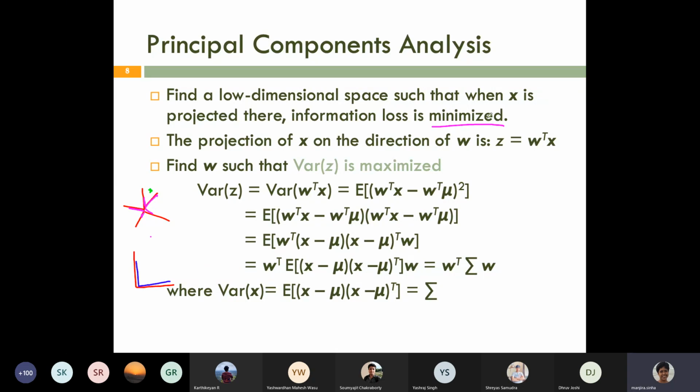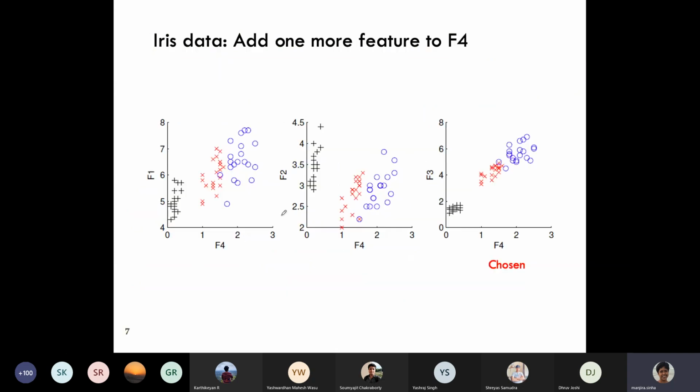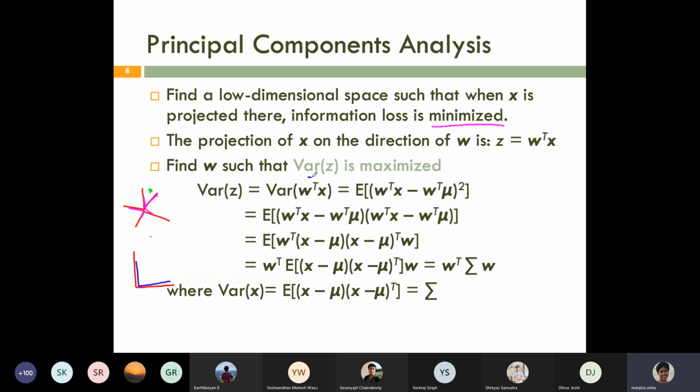So that's why, to minimize the information loss, this function, the variance of Z, should be maximized. Because there can be a confusion that we are saying minimize and then maximize, that is the reason the variance of Z is maximized. Now, what is the variance of Z? The variance of Z is the variance of WᵀX. From the probability that we know, this is the expectation of (WᵀX minus Wᵀμ) squared, where μ is the mean of X, right?